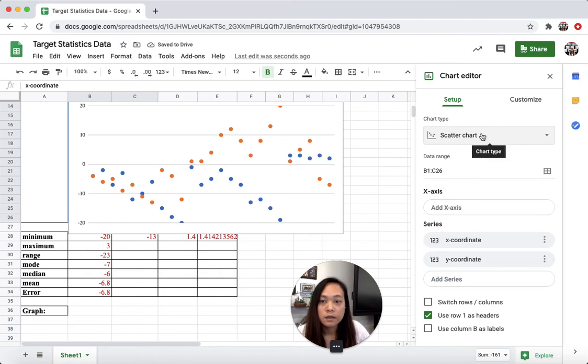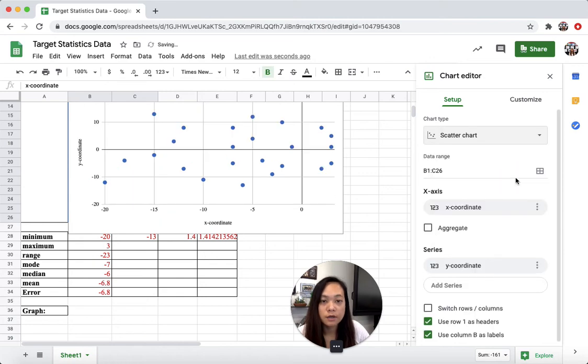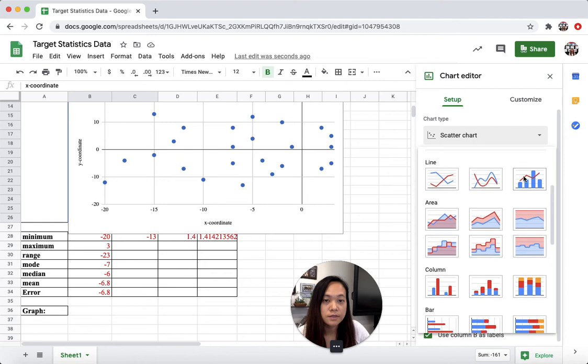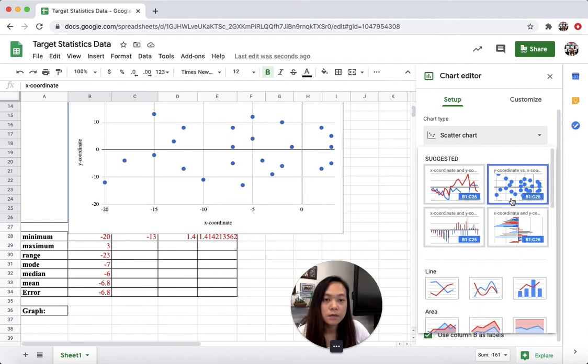And, ooh, that's not good. Let's do this one. Oh, scatter chart. There you go. So do the scatter chart. The suggested one should be the scatter chart. For some reason, that one didn't look very good. Okay, regardless, make sure you do this one.